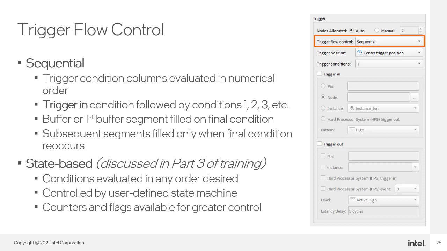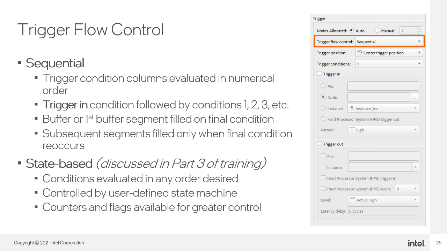With multiple trigger conditions available, you have complete control over the order in which the logic analyzer looks at each condition using the trigger flow control setting. Two options are available: sequential and state-based. With the sequential trigger flow, the trigger condition columns are evaluated sequentially from condition 1 up to the number of conditions selected before the logic analyzer triggers and the sample data is stored in the buffer. If a trigger in is enabled, discussed later, the logic analyzer looks for it to occur first before any of the trigger conditions. The other flow control option is a state-based trigger.